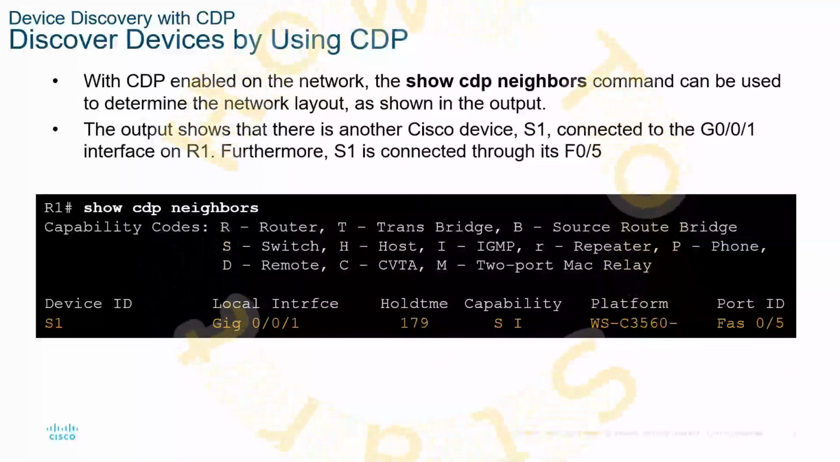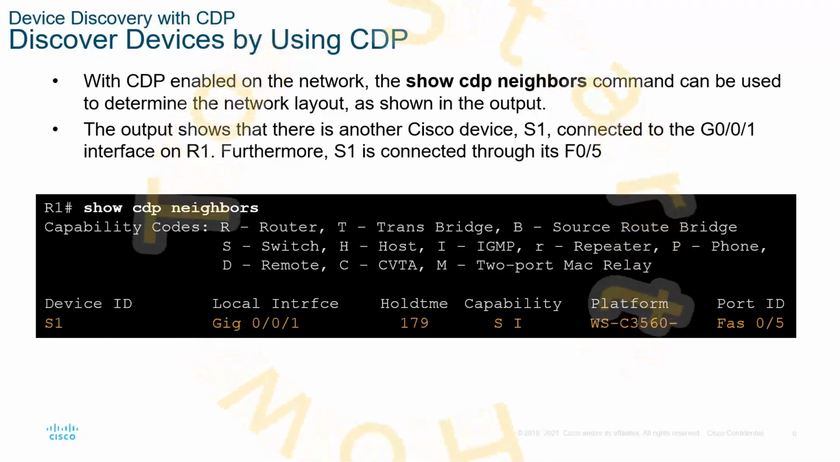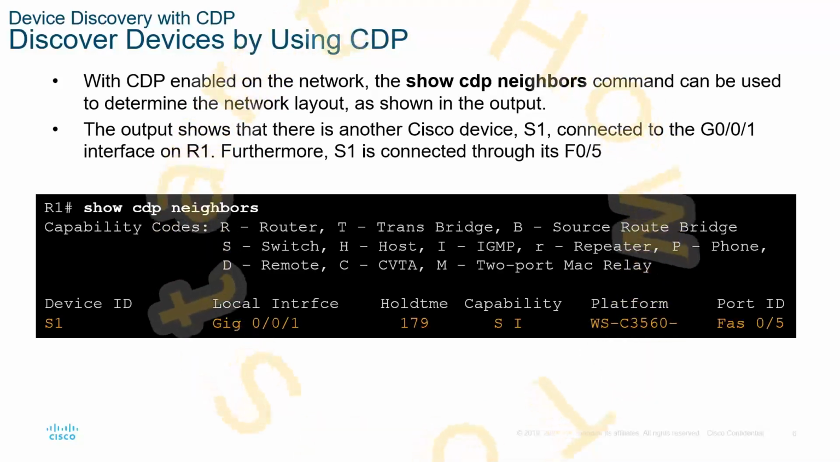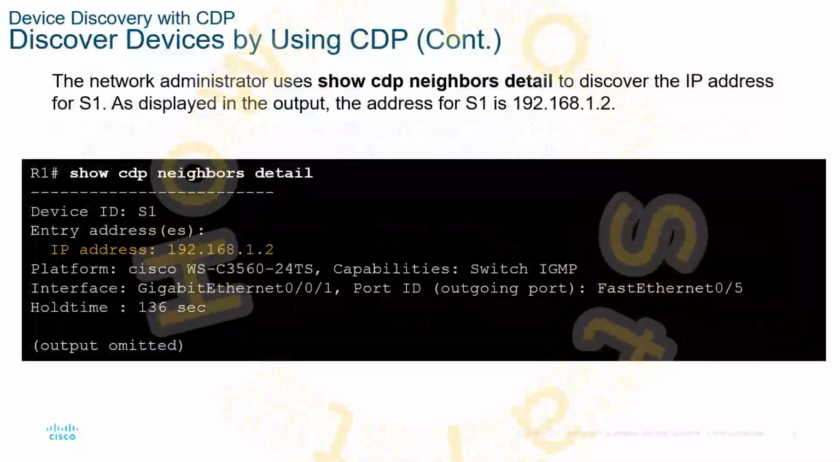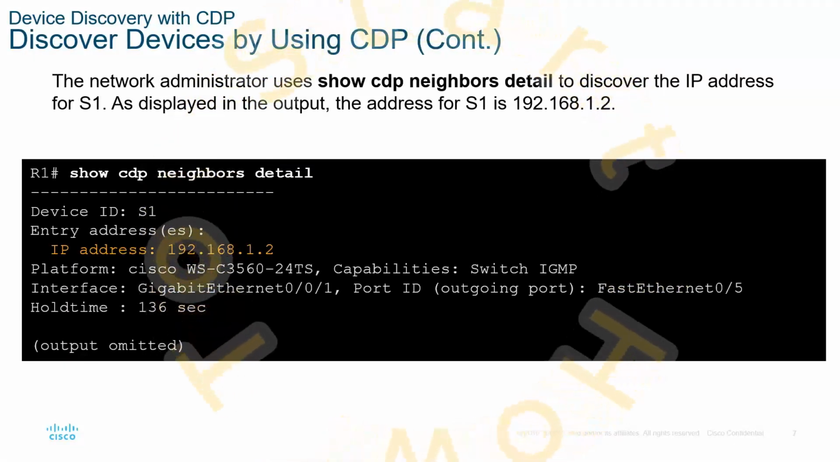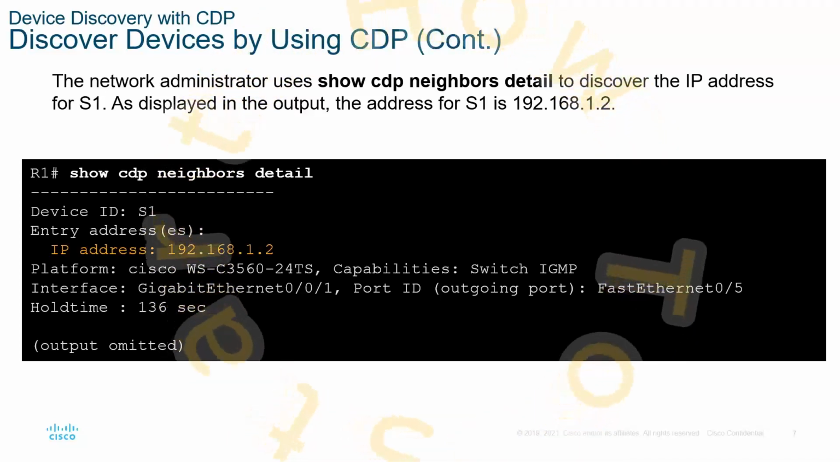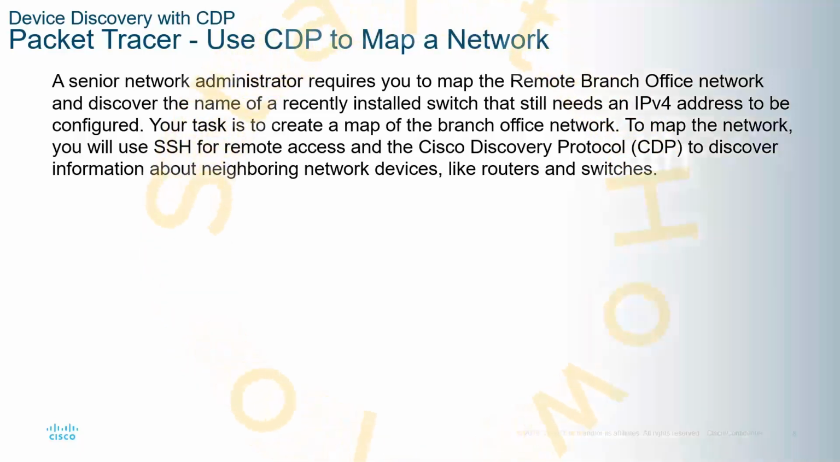How do we see the details? We could do a show cdp neighbor, and it will give you the device ID, the interface, the hold time, the platform, and the port that it's associated with. If we want to look at specific details, you'd do show cdp neighbors and tack the detail command on there as well. We have a lab covering how to do this using CDP. We actually have multiple labs in this chapter covering each one of these major areas.